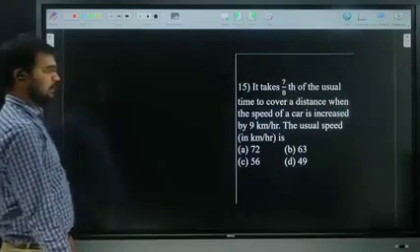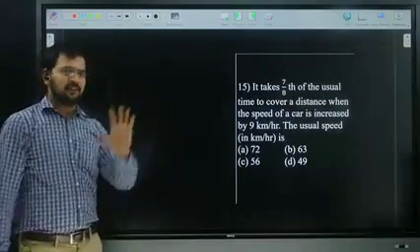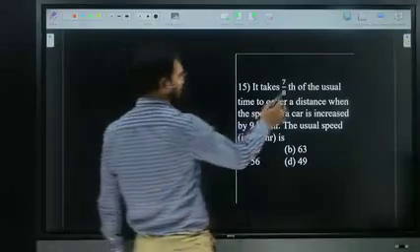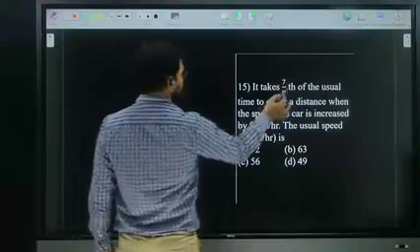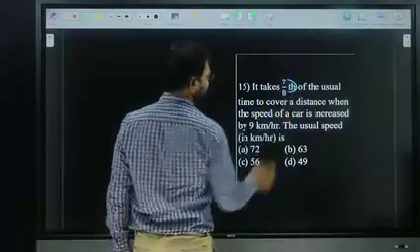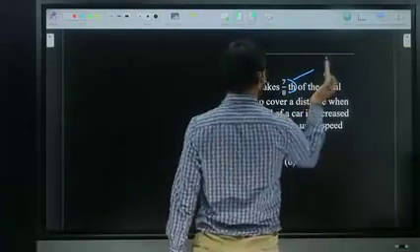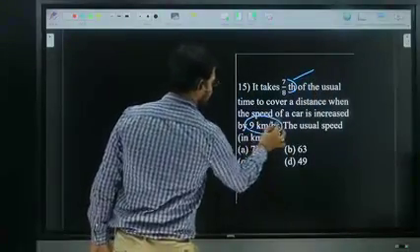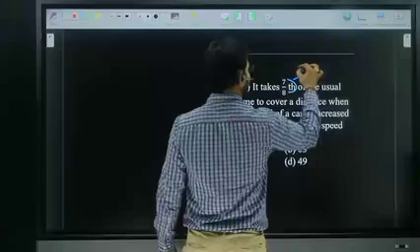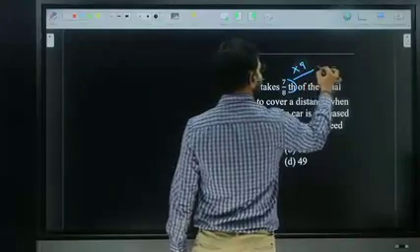Answer is what, amma? 63. So within seconds, na. See the difference between numerator and denominator, amma. 7 by 8, na. Difference is how many parts, amma? One part. One part is nothing but how many kilometer per hour? 9. One part is 9, amma. Therefore 7 parts is nothing but 7 into 9, 63.